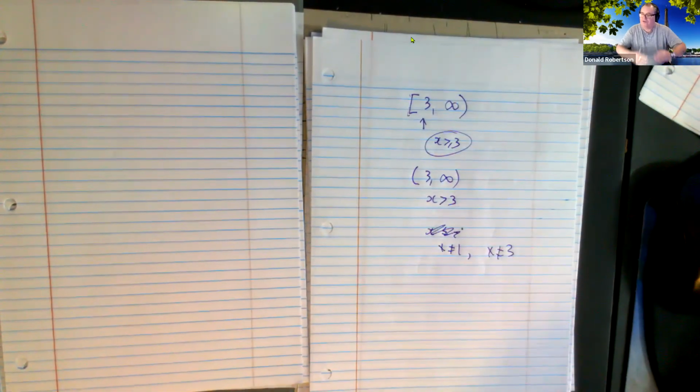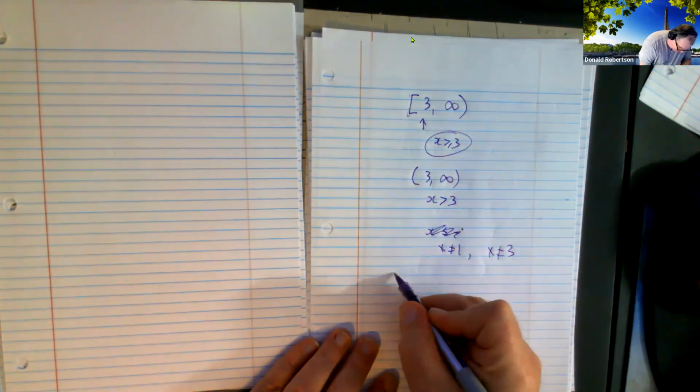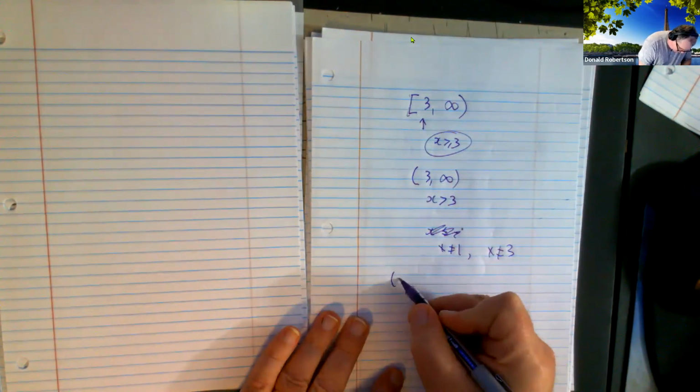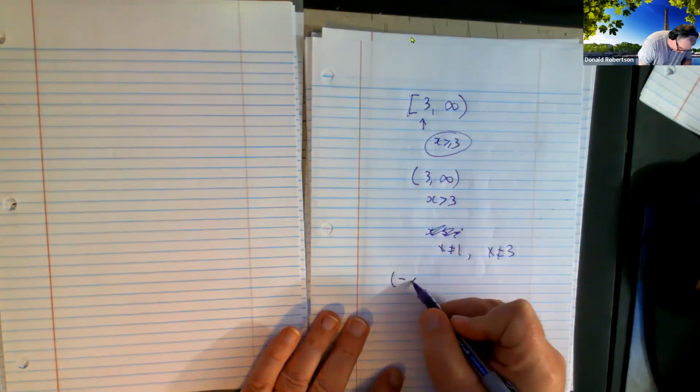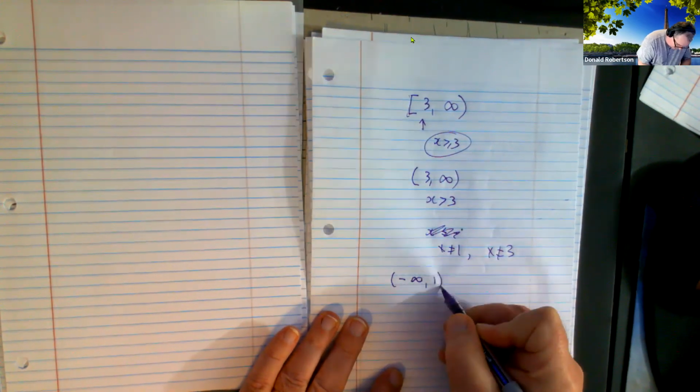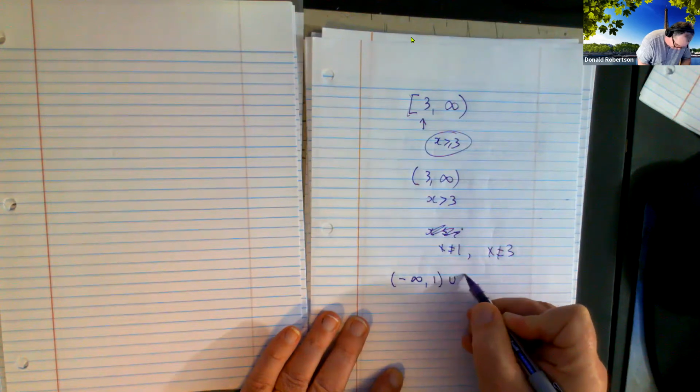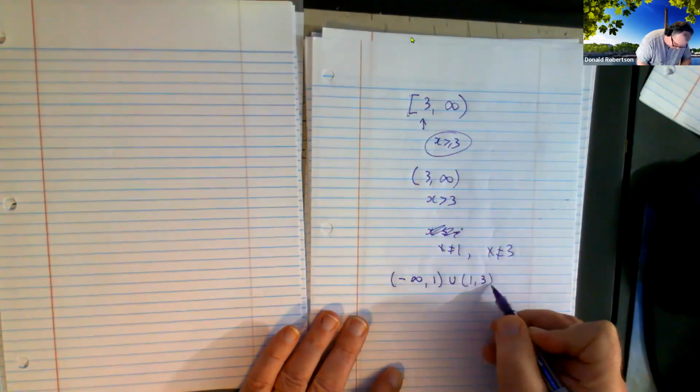Secondly, sometimes you get an interval where it's all the numbers, but you can't use 1 and you can't use 3. So that would happen when there are a couple of vertical asymptotes and you can't use 1 or 3. Now, when you build that notation, you have to add an extra piece. If you're not going to use 1 or 3, you start off with negative infinity to 1, and you can't use them. Union symbol, 1 to 3, again, you can't use them.